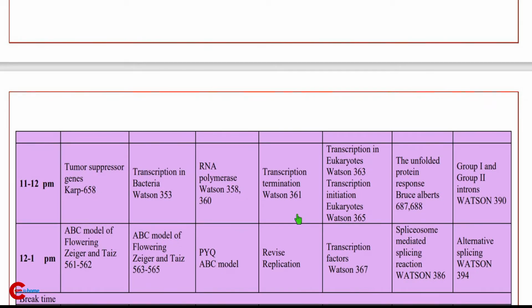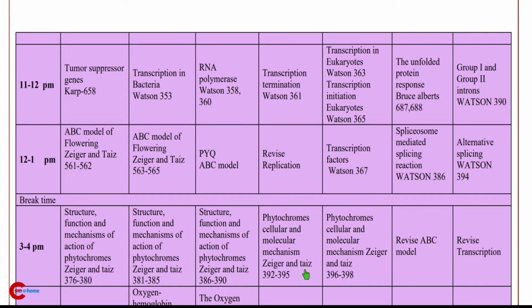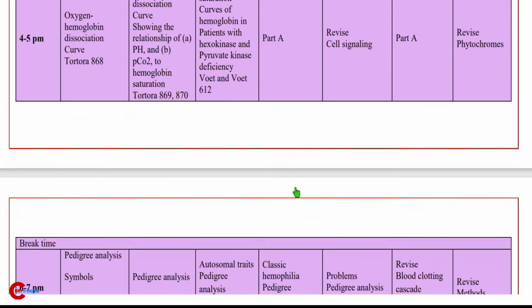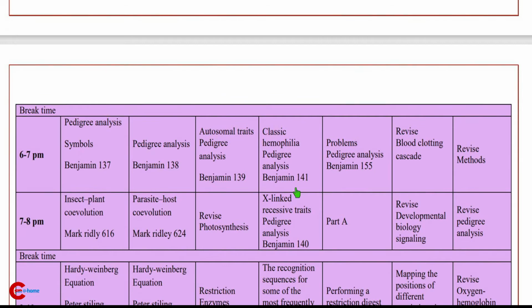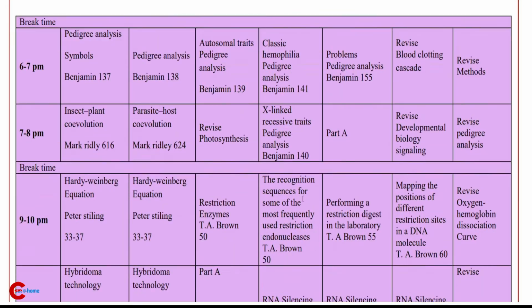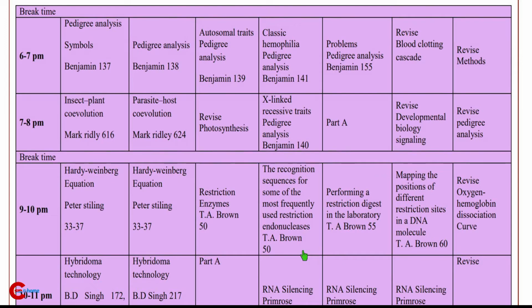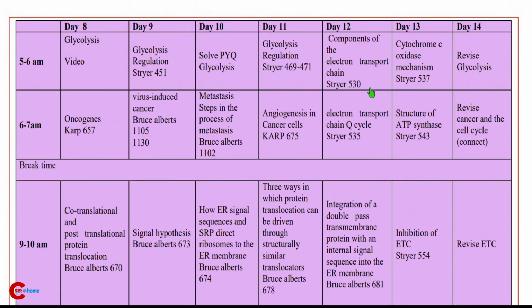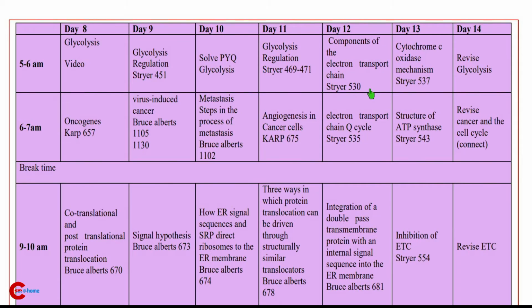Then 11 to 12 p.m., transcription termination, Watson. Then 12 to 1 p.m., revise replication. 3 to 4 p.m., phytochromes, Sengupta. Then 4 to 5 p.m., work on Part A questions. 6 to 7 p.m., pedigree analysis. 7 to 8 p.m., pedigree analysis. Then 9 to 10 p.m., the recognition sequences for some of the most frequently used restriction endonucleases. This is very important. Restriction endonuclease. Then 10 to 11 p.m., RNA silencing, Primrose.